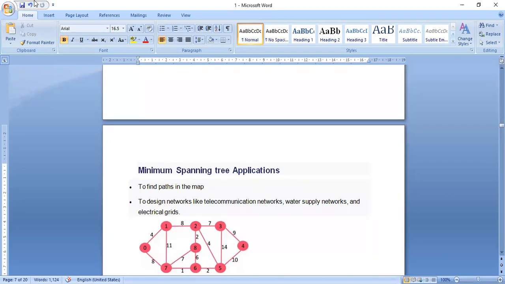So how to build a minimum spanning tree? So we have two algorithms mainly. There are many algorithms, but in our syllabus we have only two main algorithms by which I will build a minimum spanning tree. Okay.